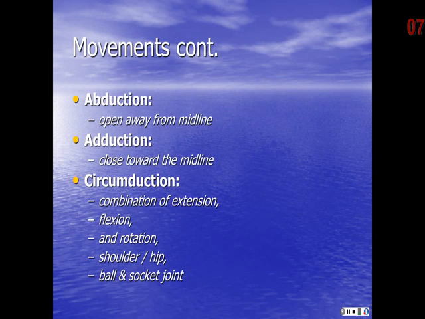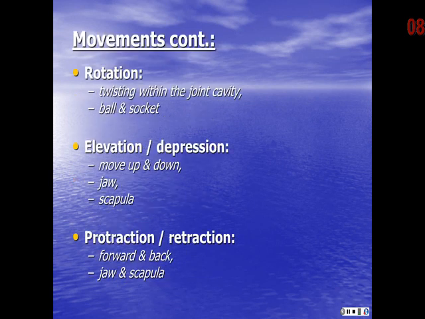Abduction moves away from the midline, like lifting the arms straight out at the side. Adduction moves towards the midline, such as bringing the arms back down. Circumduction combines flexion, extension, and rotation for a circular movement around a joint. This is seen in ball and socket joints, such as the hip and shoulder. Rotation is twisting within the joint cavity and occurs in the ball and socket joints.